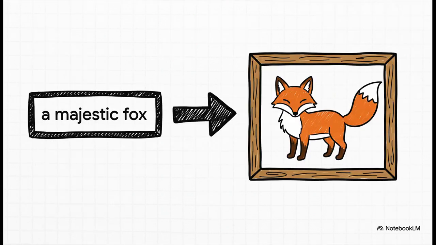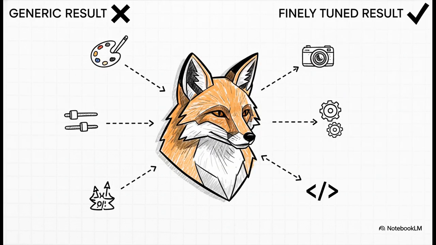Okay, so let's start with the basics. You type in something simple, right? Like a majestic fox, and you get a fox. I mean, it's a perfectly fine fox, don't get me wrong, but it's kind of generic. It has that default AI art vibe, the one we've all seen a million times. But now, look at this.